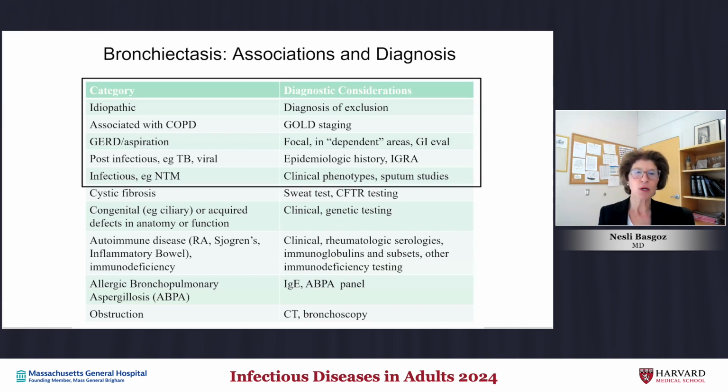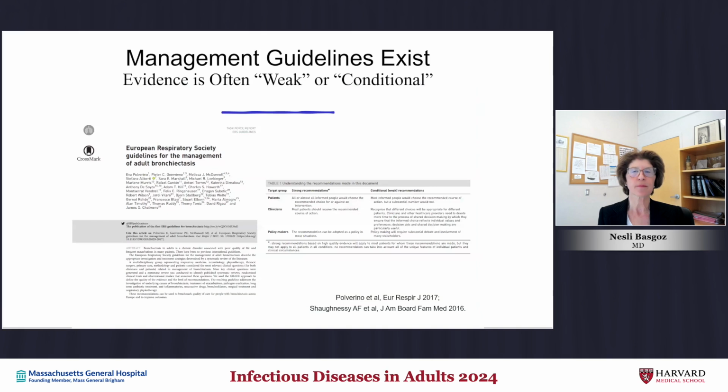Infections can cause bronchiectasis, including TB and viral infections, and everyone should have TB testing. And then other infections such as non-tuberculous mycobacteria are also associated. And there are both clinical phenotypes we'll discuss and sputum studies here. I'll let you read through the list of the additional associations.